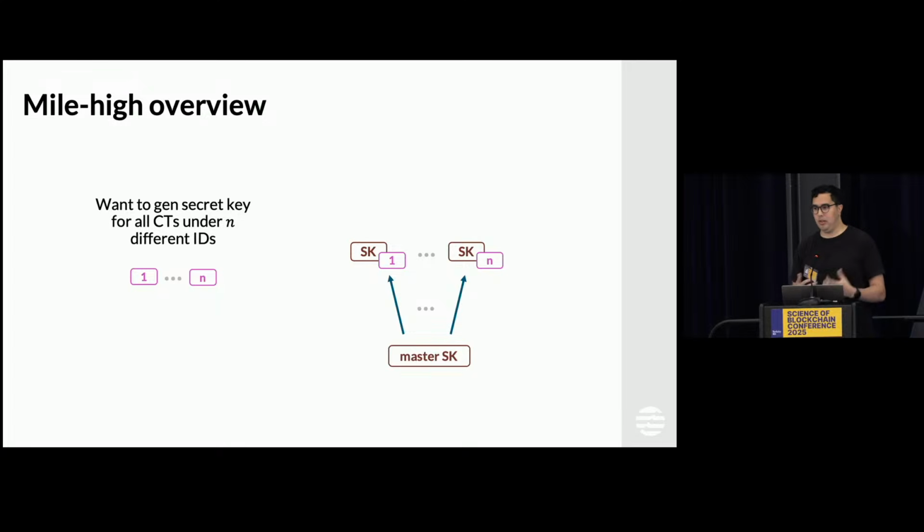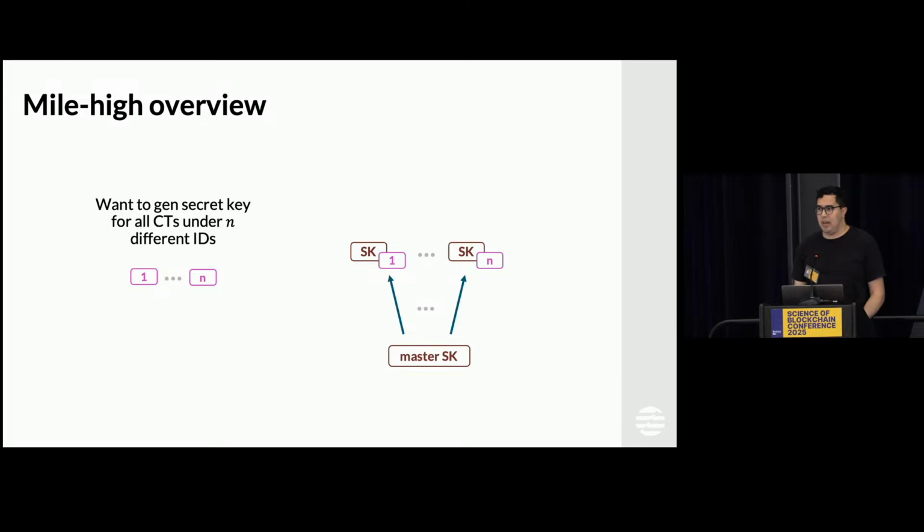If we have just a standard IBE scheme, the only thing we can do is go one by one with each of these IDs, and use the master secret key to derive an individual secret key for each of these IDs, and then we just concatenate them. This is our quote-unquote secret key for this set.